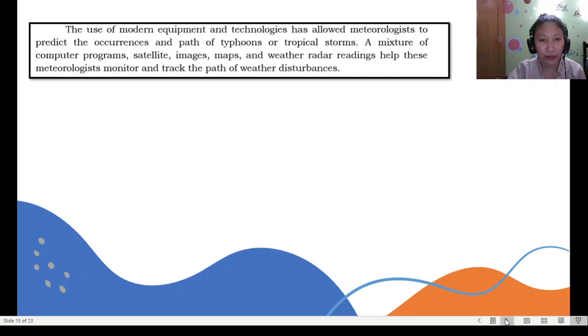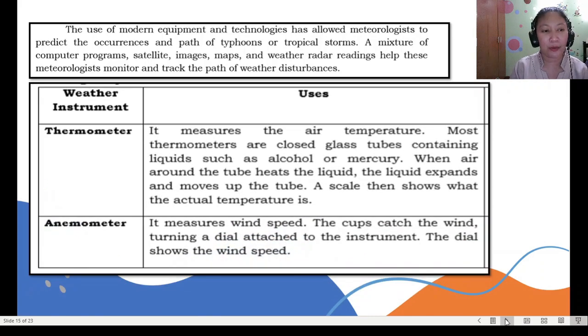So, the use of modern instruments and technologies has allowed meteorologists to predict the occurrences and path of typhoons or tropical storms. Isa lang yung ibig sabihin nun, yung bagyo. So, a mixture of computer programs, satellite images, maps, and weather radar readings help these meteorologists monitor and track the path of weather disturbances. So, 7 yung nasa module nyo, pero actually, madaming mga weather instruments na ginagamit.